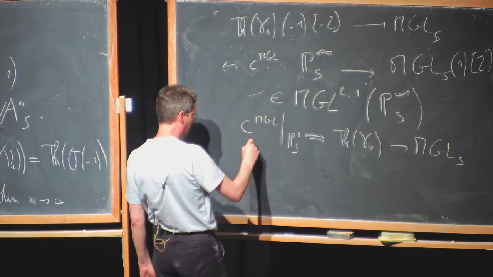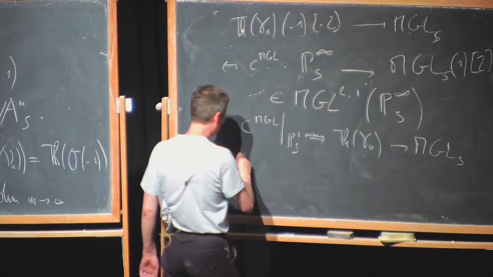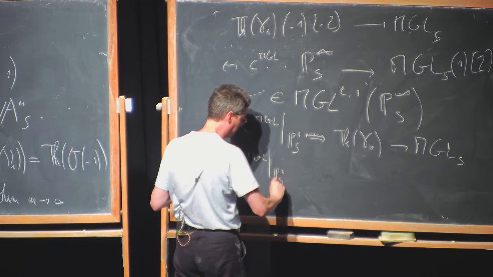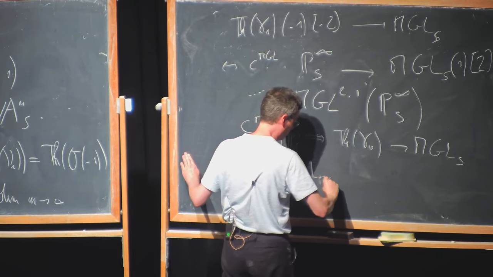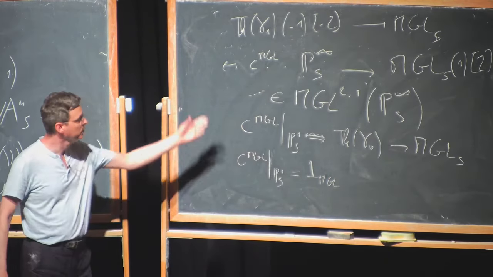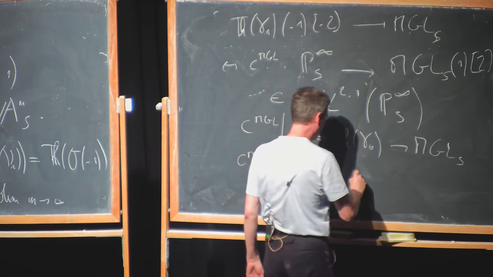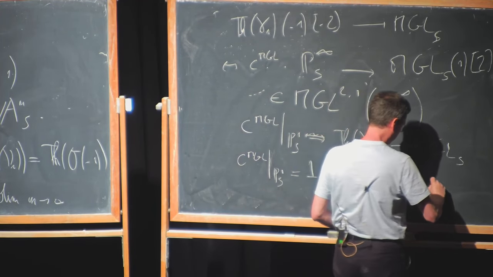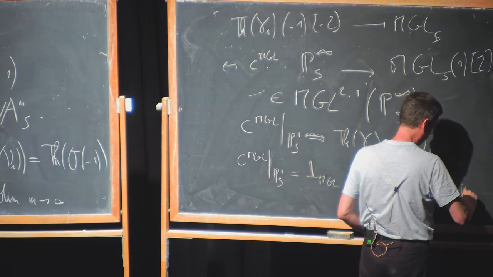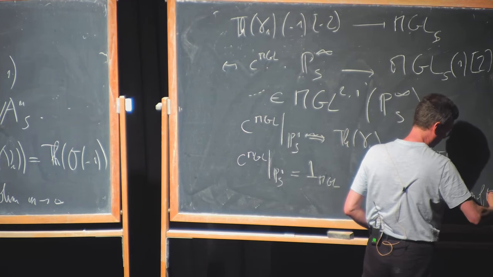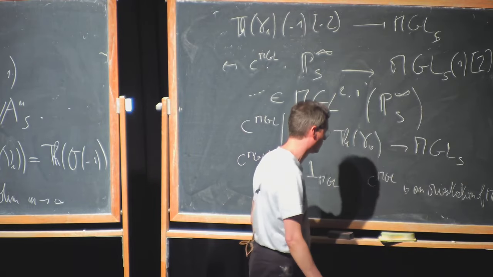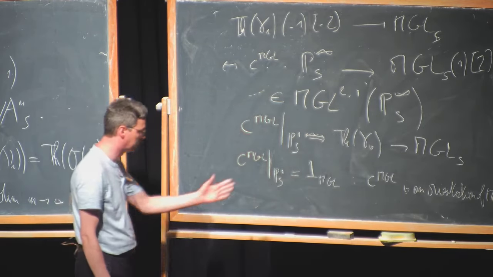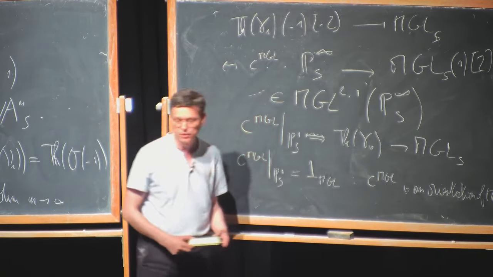So in some sense, what we have proved is that c_MGL, up to some identification, is a unit of MGL. In other words, this class here is an orientation of MGL. So to say, it's a canonical orientation. So it's built into the construction of MGL.